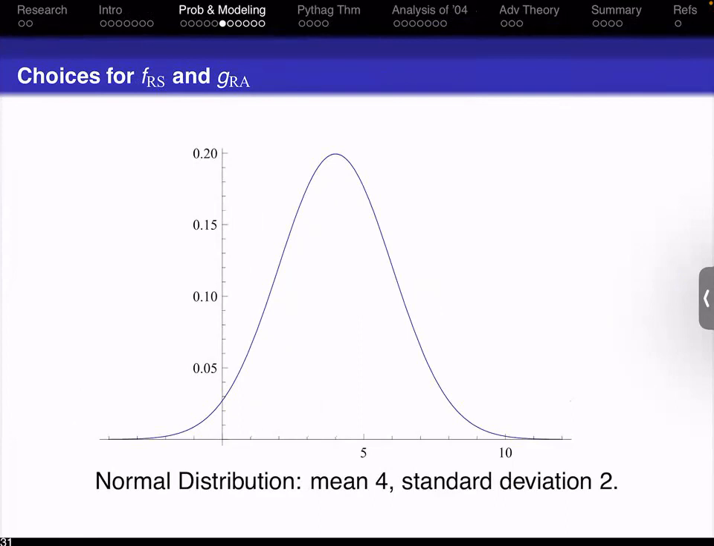Okay, so here's a normal distribution, mean four, standard deviation two. Why might this not be a good model for baseball? Well, maybe it allows for, like, it's two types, but for, okay, can someone give me some issues with this?